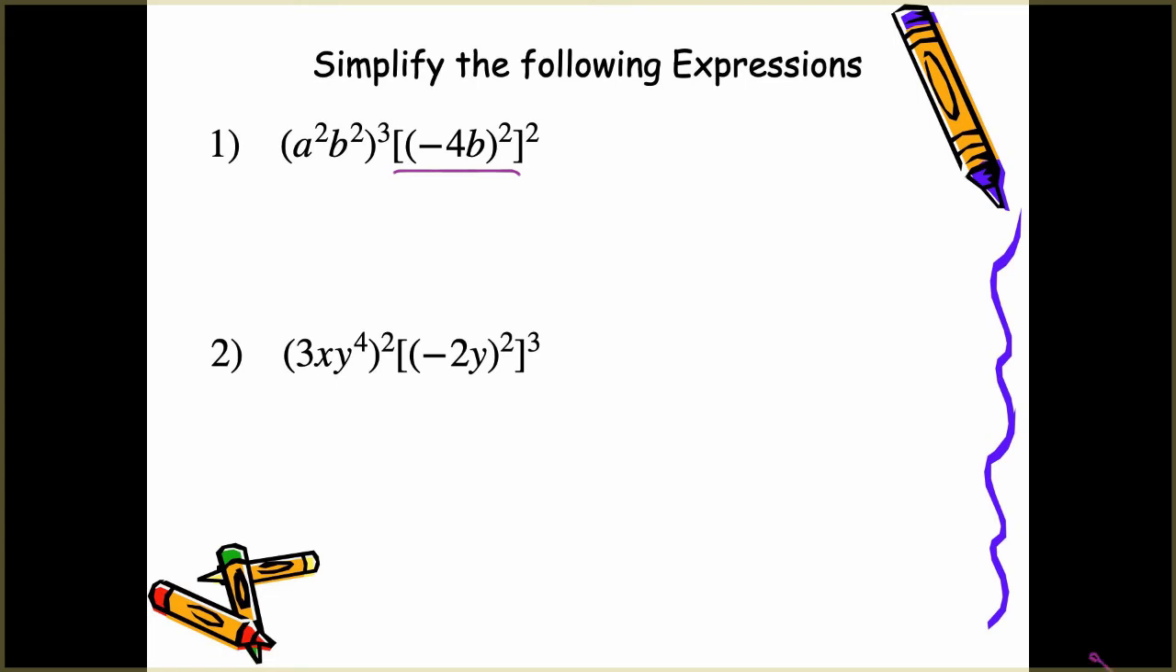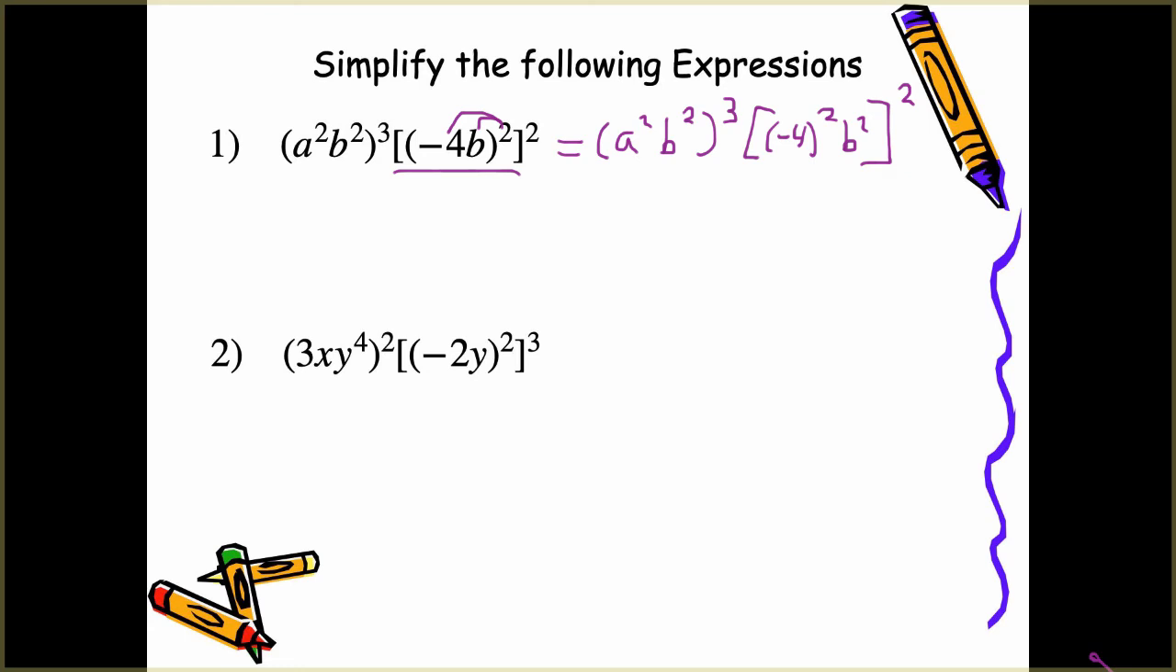So when we do this, I'm going to leave the first term alone. At this point, we have a squared, b squared, all raised to the 3rd. And then we're going to bring this 2 into these. Now, one thing you have to be careful with, we have a negative 4 there. So we're going to put that in parentheses, negative 4 squared, because the negative part is also squared. And then we have b squared. And this is all still raised to the 2nd power.